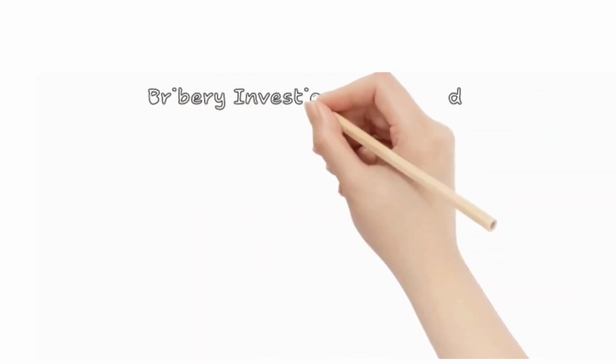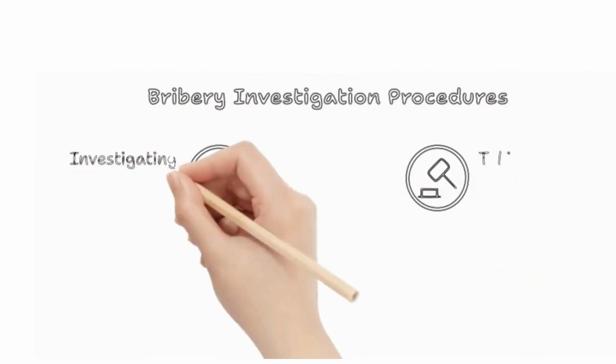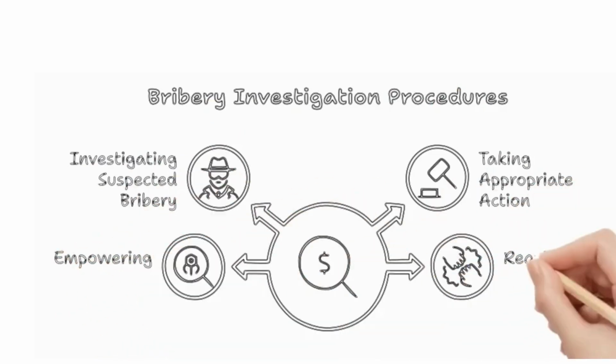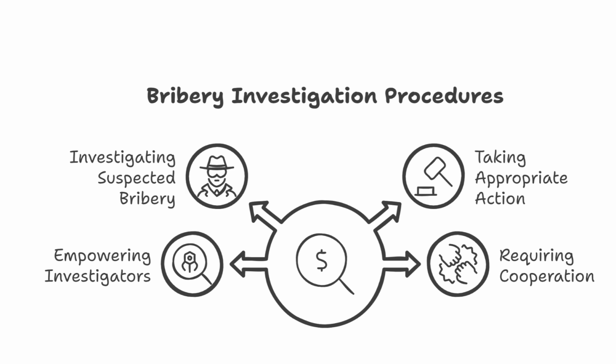Clause 8.10, investigating and dealing with bribery. Implement procedures for investigating suspected or actual bribery, taking appropriate action, empowering investigators, requiring cooperation in investigations. Example, the retail company creates an investigation protocol with clear escalation paths, establishes an investigation committee with representatives from legal, HR, and compliance, develops standard disciplinary responses for confirmed violations, implements a case management system to track investigations.